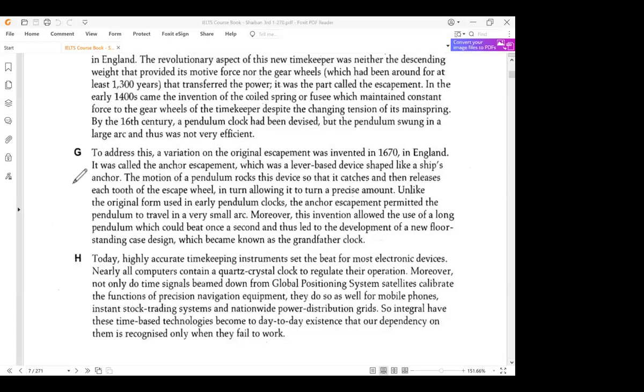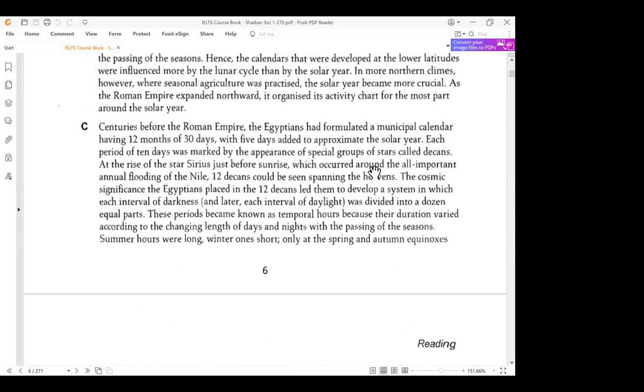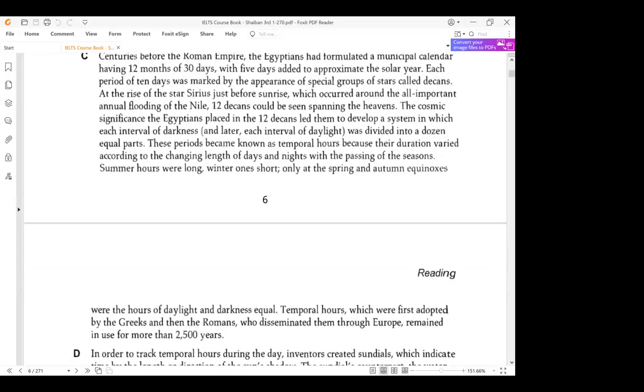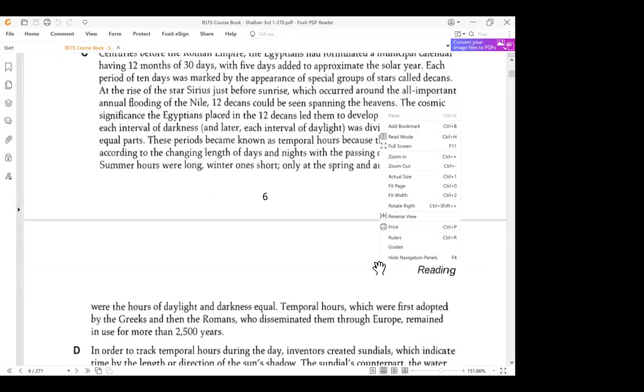Okay, now it says description. So what do you do? What's your strategy? From paragraph C and more, not A and B, which have no details. Anything about flooding, then sundial, darkness, each equal day, this is not a description. Temporal hours, winter short, so nothing here actually.